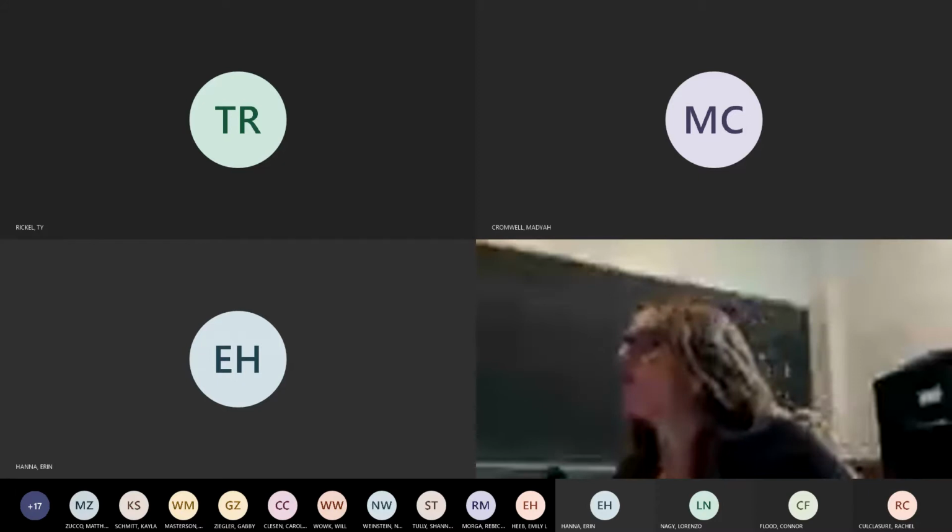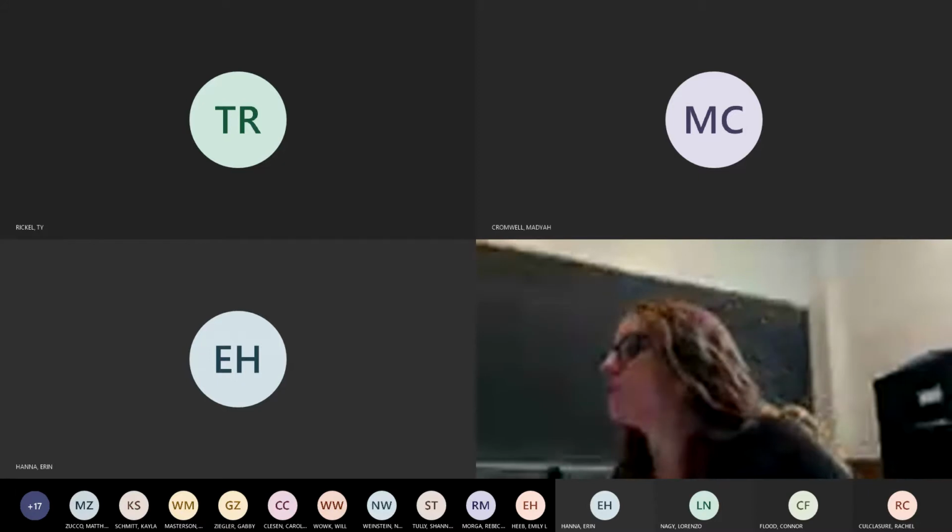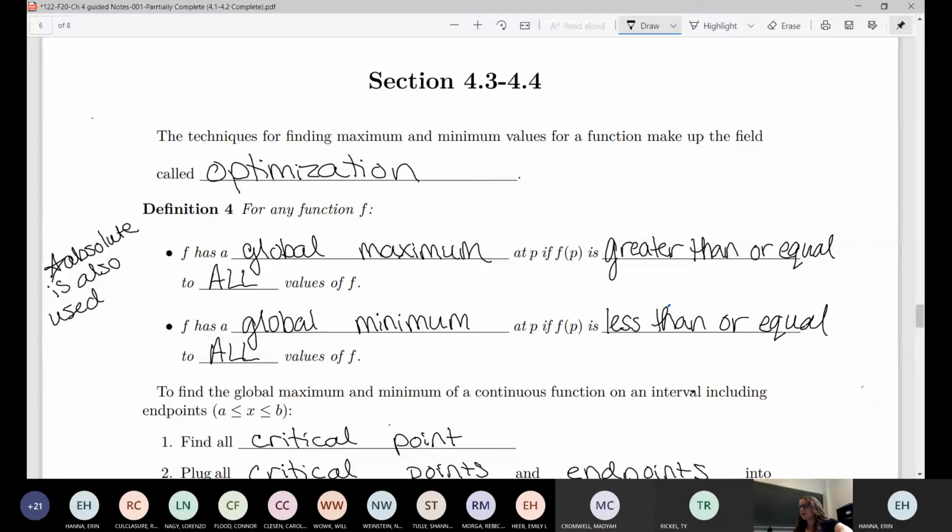So remember, we started 4.3 and 4.4 on Friday. Quick reminder, we're talking about global maxes and global mins, and if I say absolute, it means the same thing. I caught myself saying absolute a lot in my last class. So absolute max/min, global max/min, same thing.